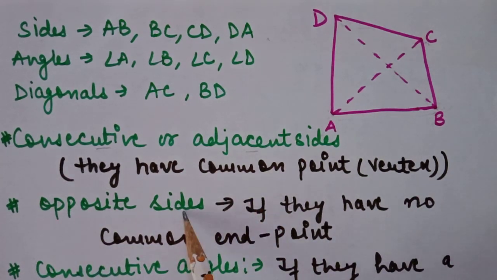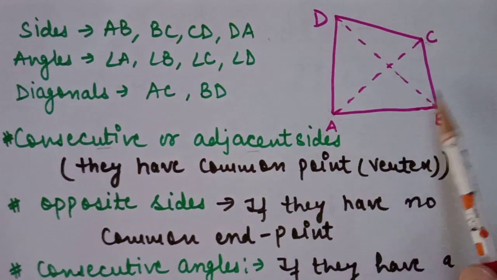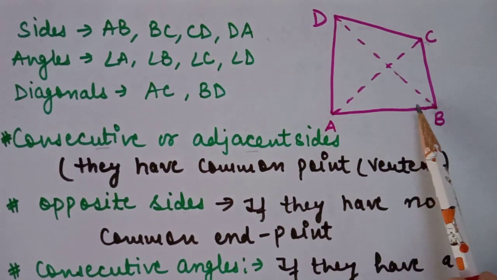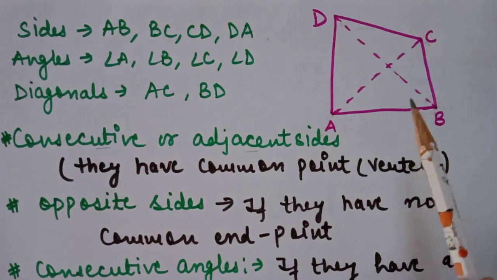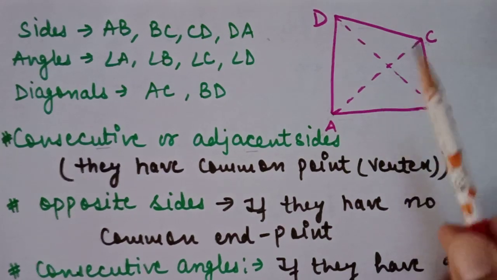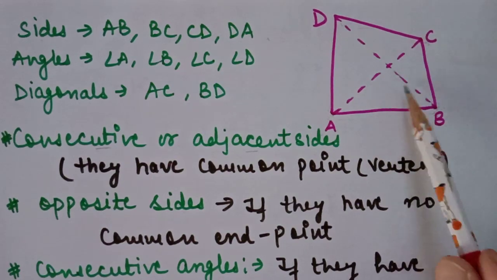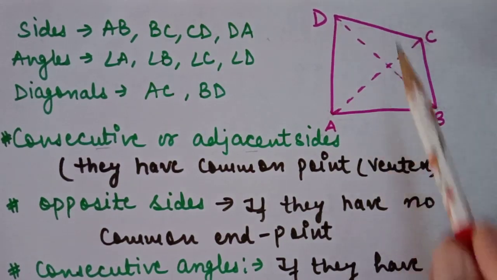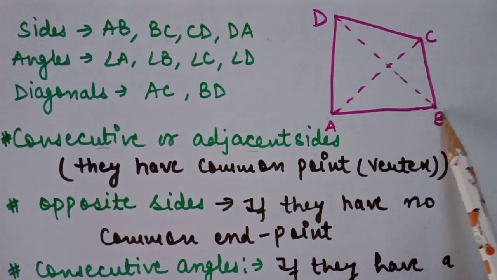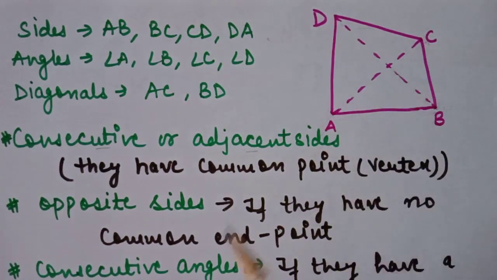Next, opposite sides. Two sides of a quadrilateral are opposite sides if they have no common end point or no common vertex. We call AB and DC opposite sides because they do not have any common vertex. AD and BC are also 2 opposite sides because they do not have any common vertex.